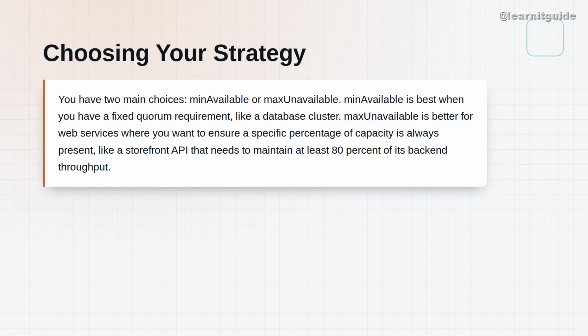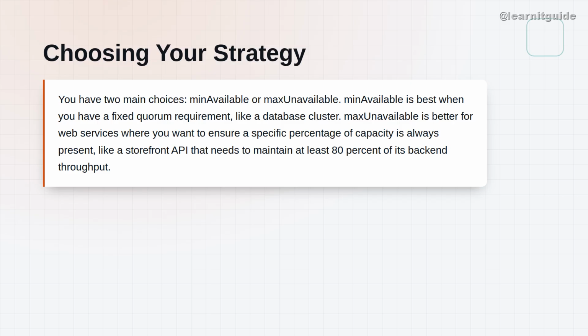So, what is the difference between minAvailable and maxUnavailable? MinAvailable is your best choice when you have a hard-fixed quorum requirement, such as a consensus-based database cluster. It guarantees a specific number of pods stay active.